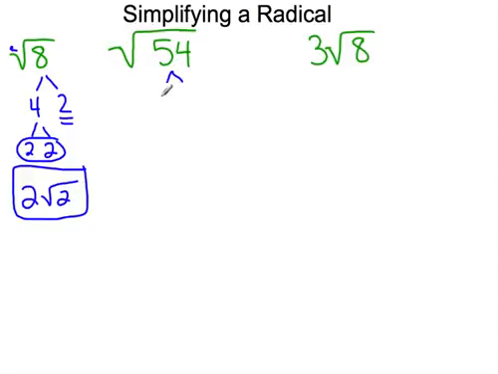You can break 54 down into 2 and 27. Doesn't require a whole lot of creativity. You can just divide things by 2. Maybe divide things by 3 if you really can't think of what's going on. And then divide this by 3 and 3.